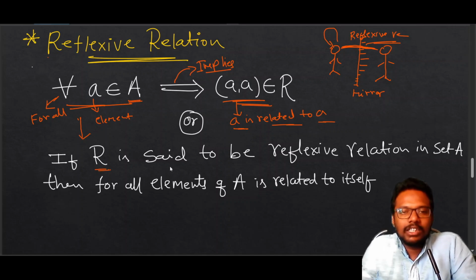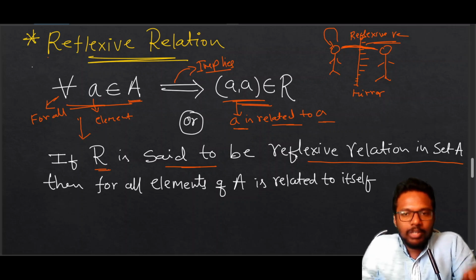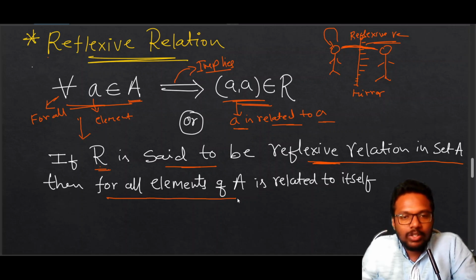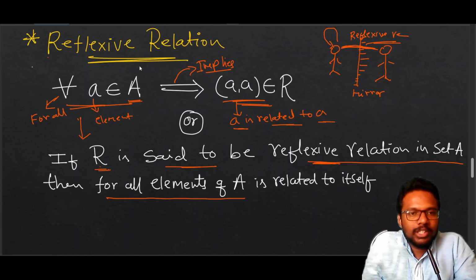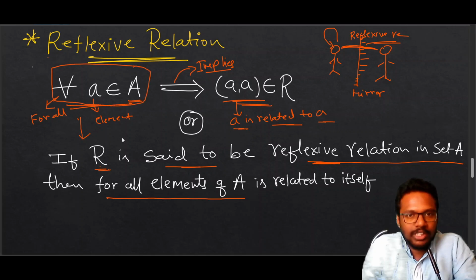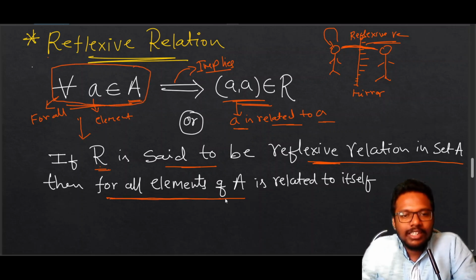If R is said to be a reflexive relation in set A, then it should satisfy some condition. Here the condition is: for all elements of A. For all elements of A means this part only. Here we have written it in symbols, and here we have written it in sentence form: every element of A is related to itself.